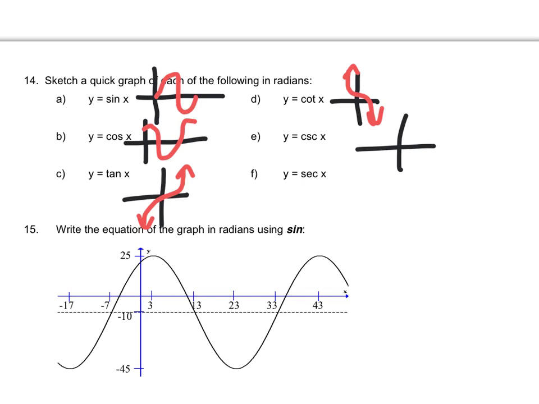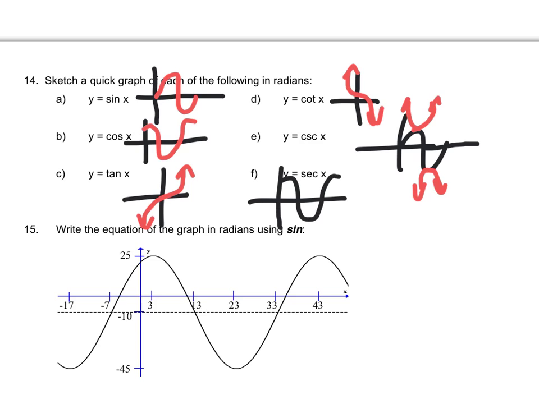Cosecant's reciprocal is sine, so we graph sine starting in the middle and goes up and down, and then cosecant is the little U-shapes or horseshoes in honor of our mascot, which is a Mustang. And for secant, its reciprocal is cosine, so it looks like this.